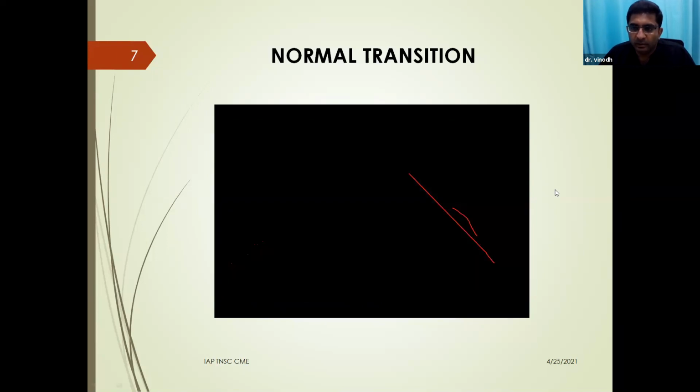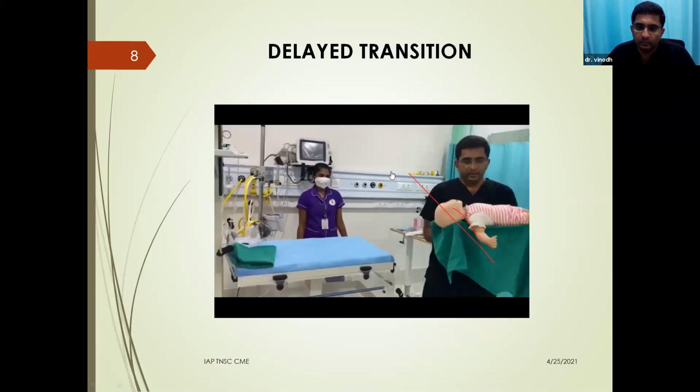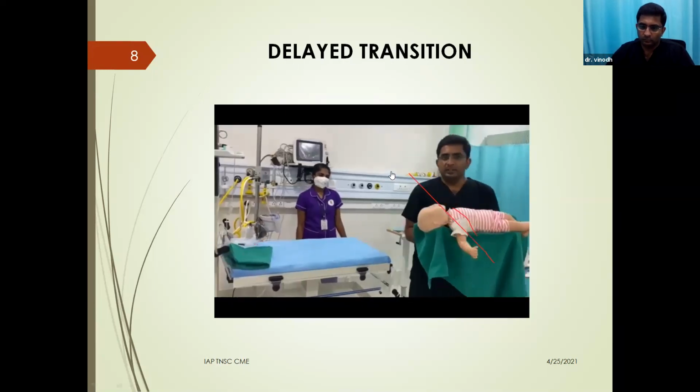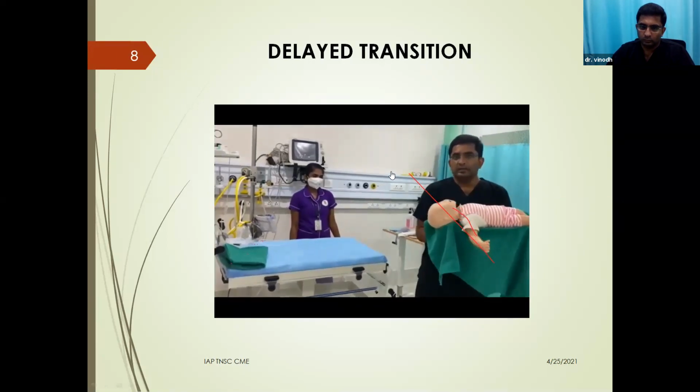So this is for a baby which has a normal transition. If there is a delayed or abnormal transition, how are we supposed to proceed? This baby has just been delivered. This baby doesn't have a good respiratory effort. The baby is apneic, no cry, and the baby is floppy.